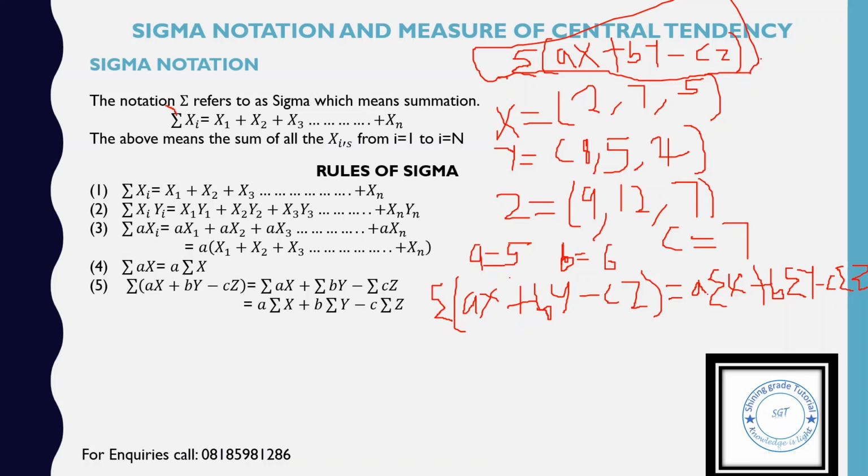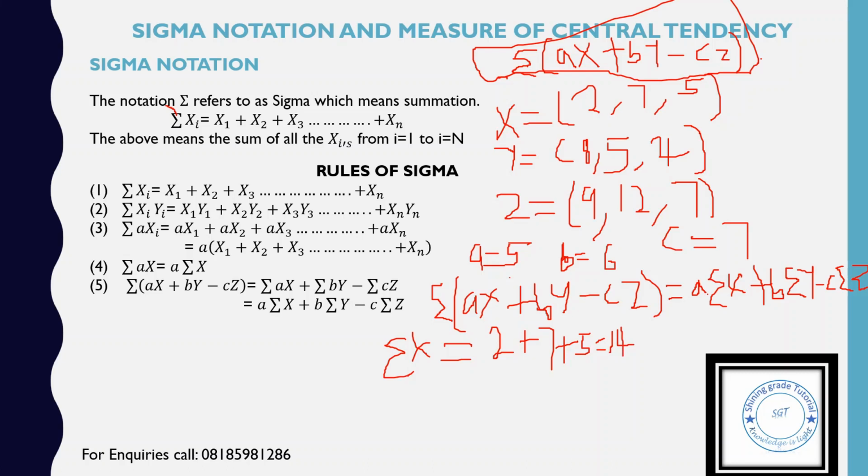So we are going to have that, and that will be equal to, okay, we can see. So what is summation x? Let's get that first. Summation x will be 2 plus 7 plus 5. So we have that to be 14. So that will be equal to 14. So we have 14 already.